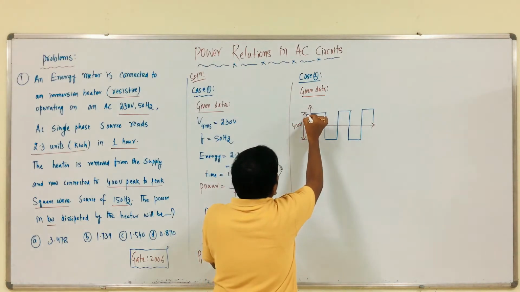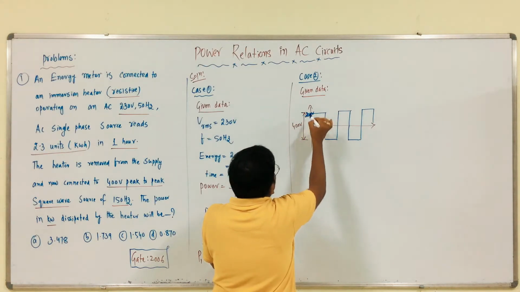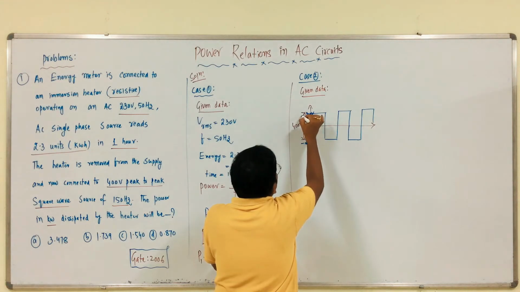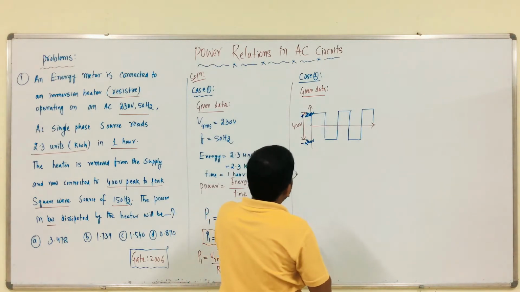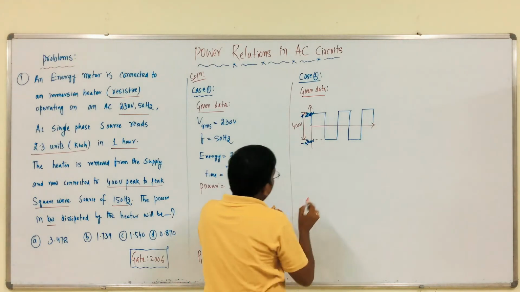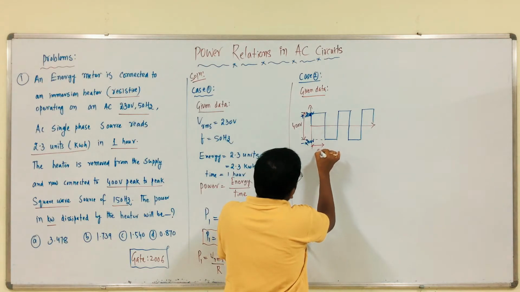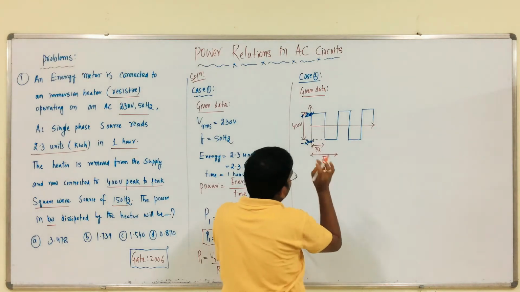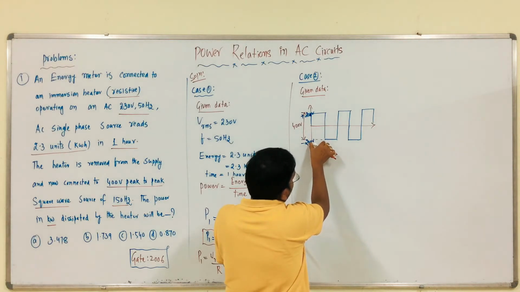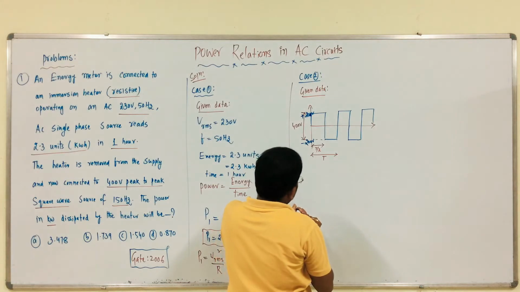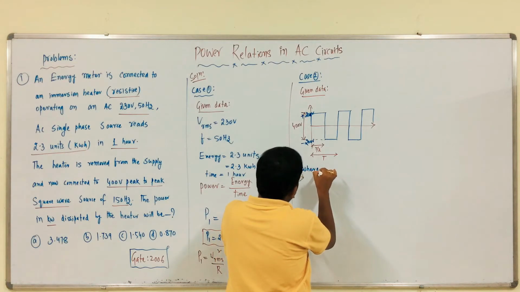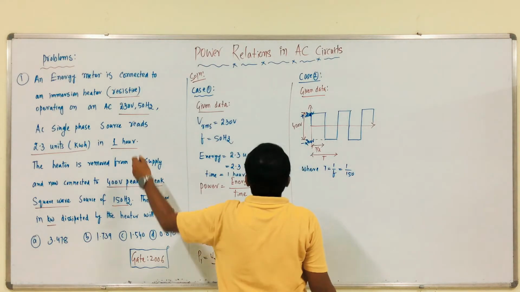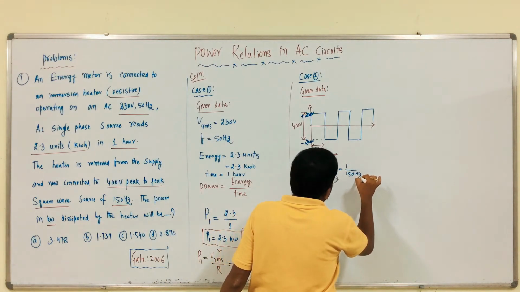So, we all know that this is 200, this is also 200. This is minus 200, this is plus 200. And this is T by 2, from here to here T by 2, and from here to here a full cycle T, where T equals what? T equals 1 by frequency, which is 1 by 150, given 150 hertz, that is it.